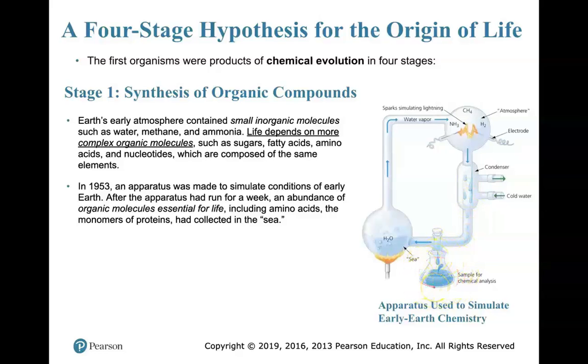And those scientists determined that through that sample, they actually found a bunch of organic molecules that were essential for life. They actually found the monomers that would then make amino acids, proteins, had collected in the sea. So that was pretty neat that you could go from something inorganic to organic given these conditions that were thought to exist in early Earth.